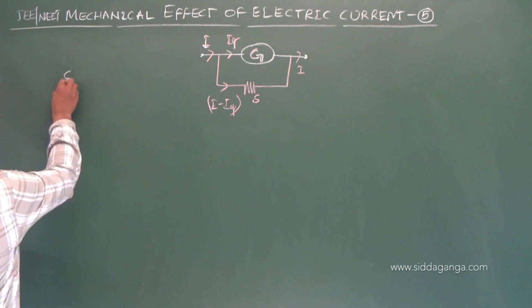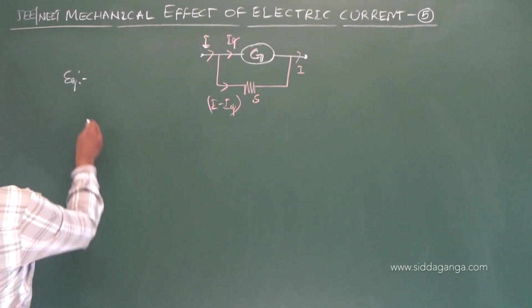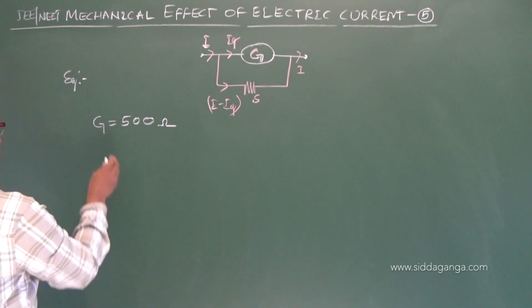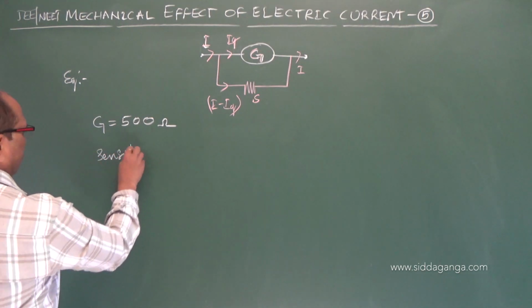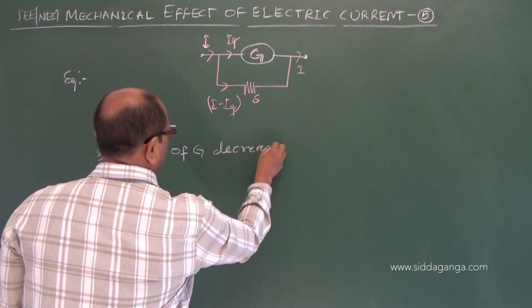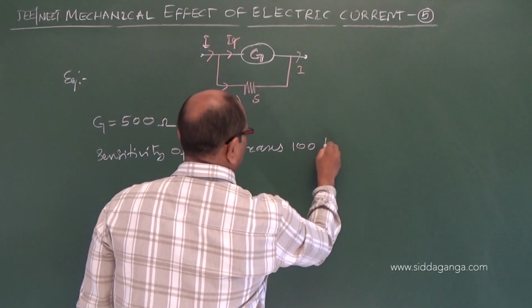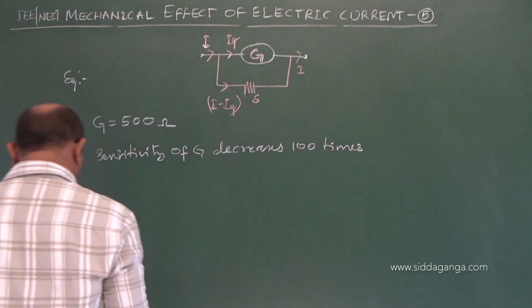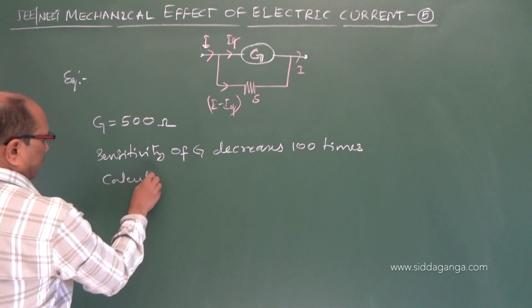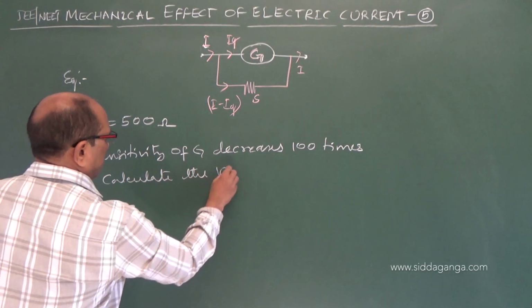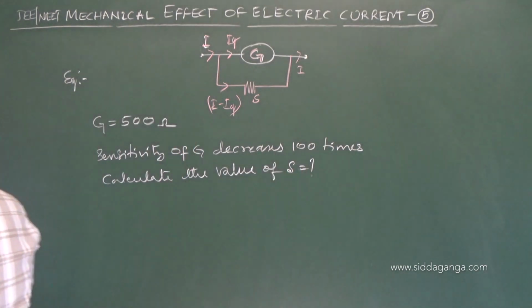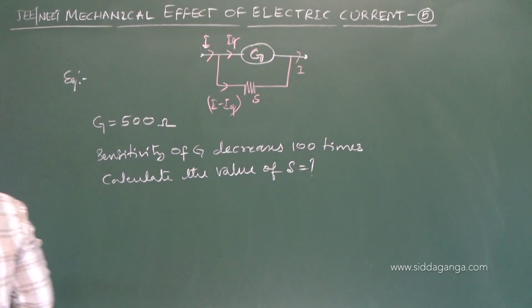So in the next problem, galvanometer resistance is 500 ohm. Sensitivity of galvanometer decreases 100 times. Calculate the value of S. So I told the one word for you.